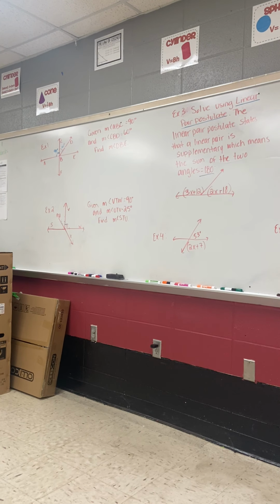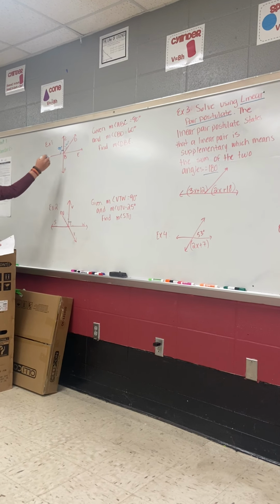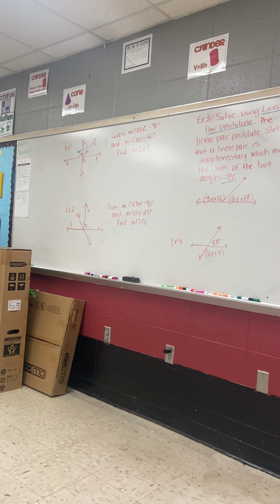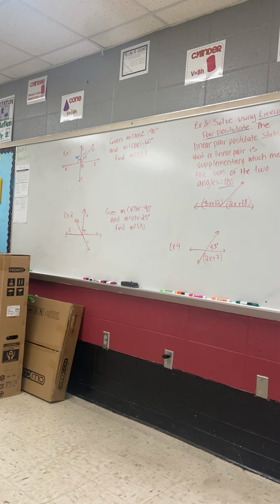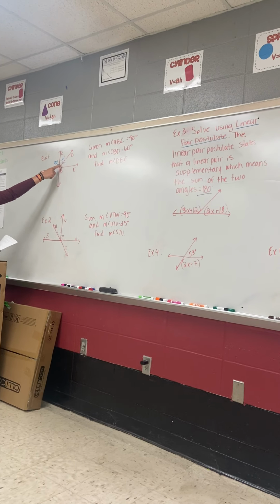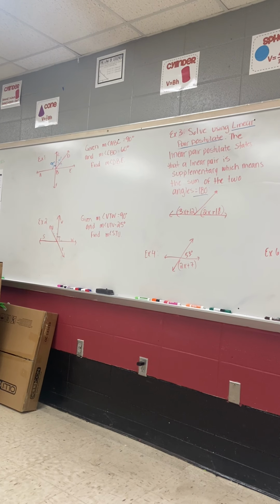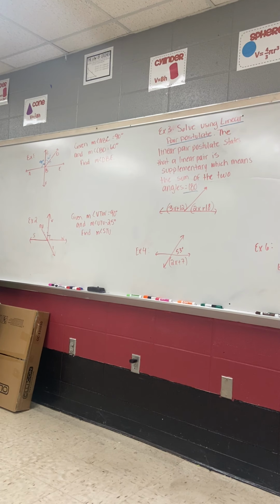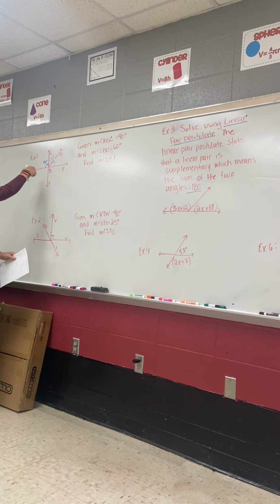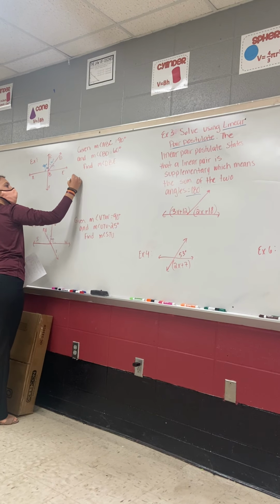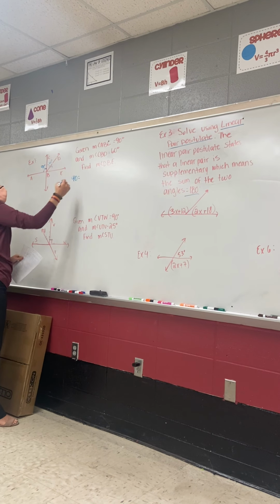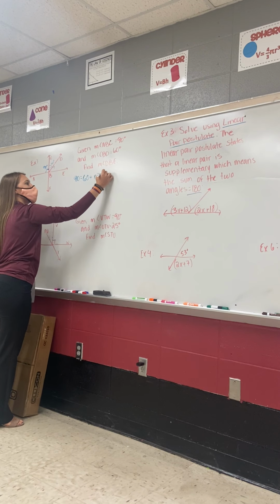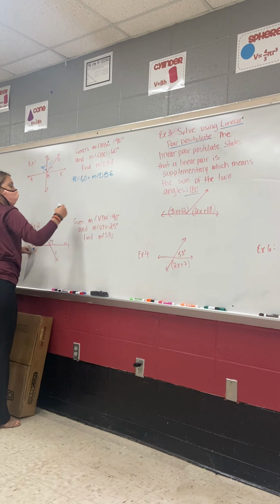It wants us to find the measure of angle DBE. So DBE, it wants us to find this angle here. So we're doing that. If this side is 90, this side has also got to equal 90, right? Because a straight line equals what? 180. So what I'm going to do is I'm going to have 90 degrees equals 60 plus the measure of angle DBE.